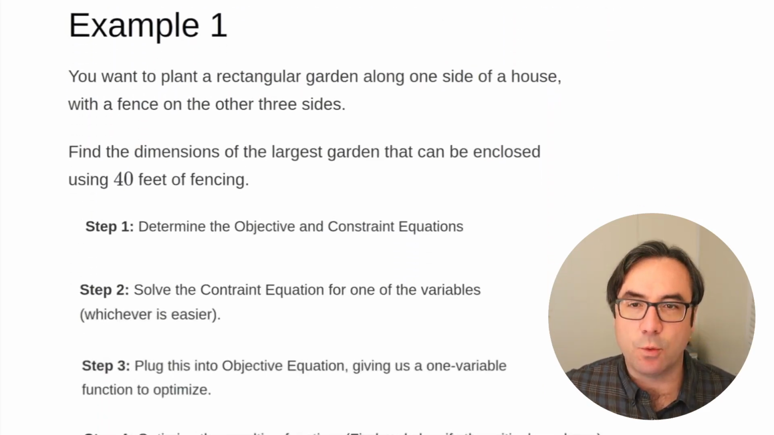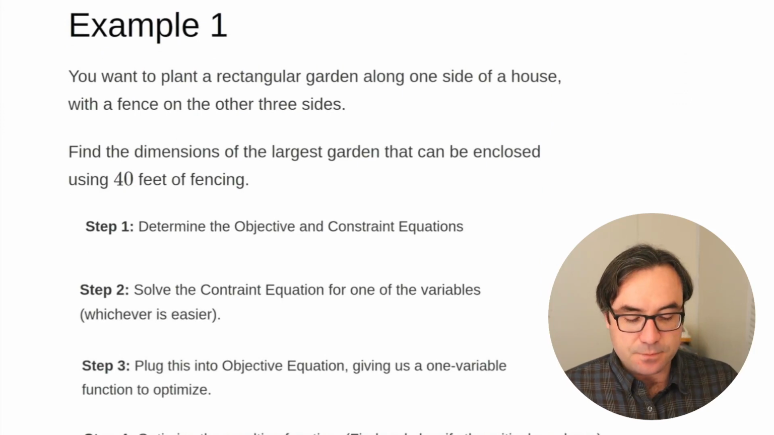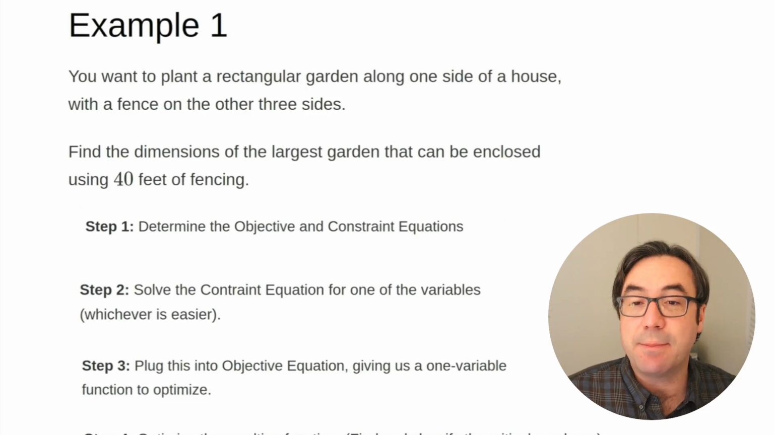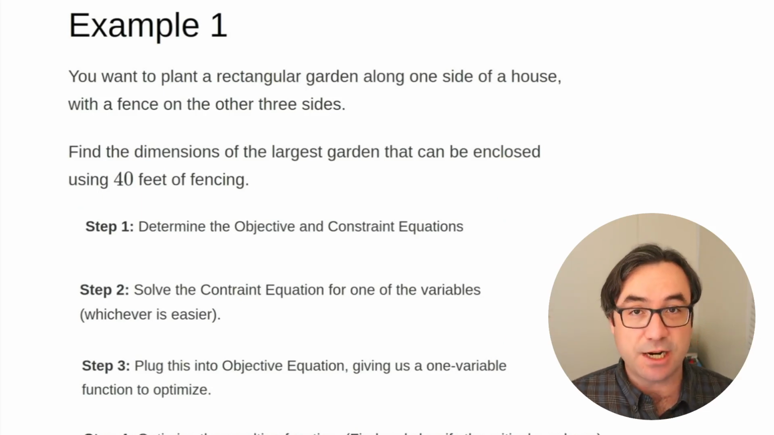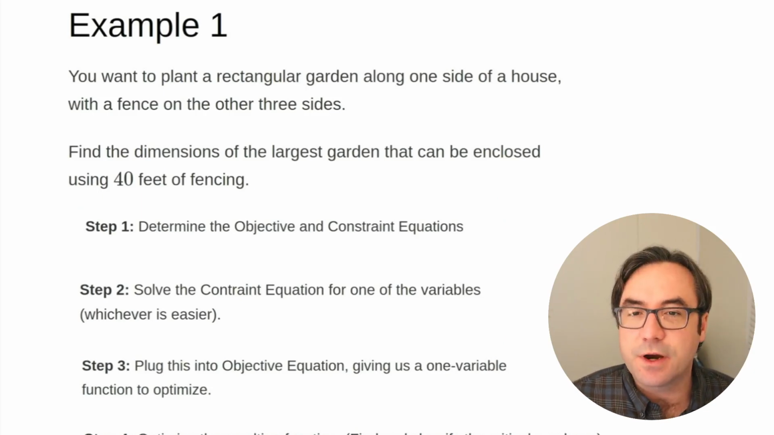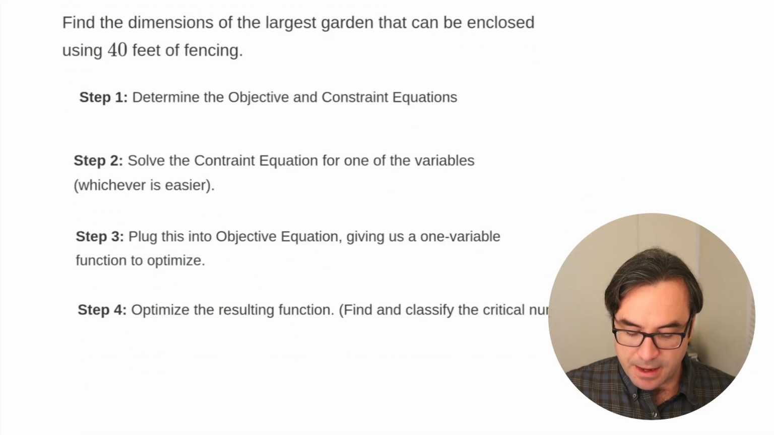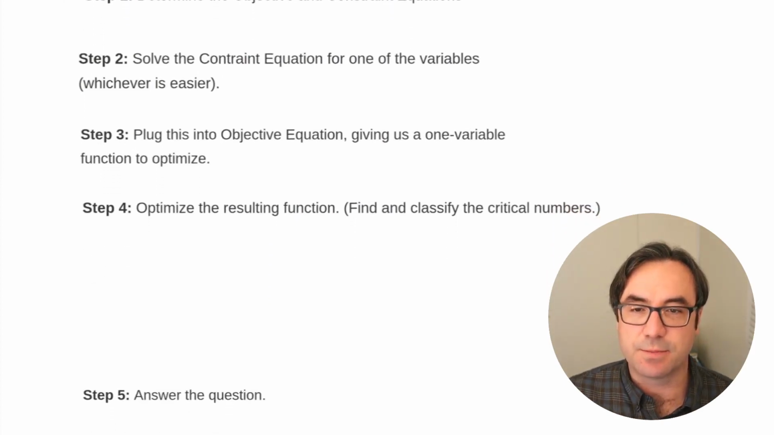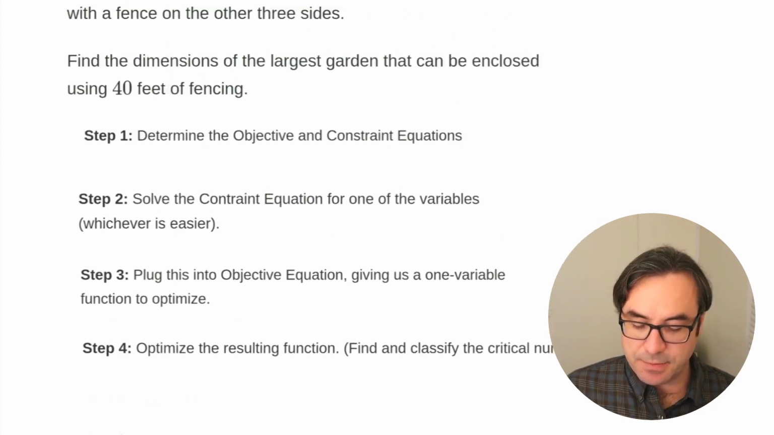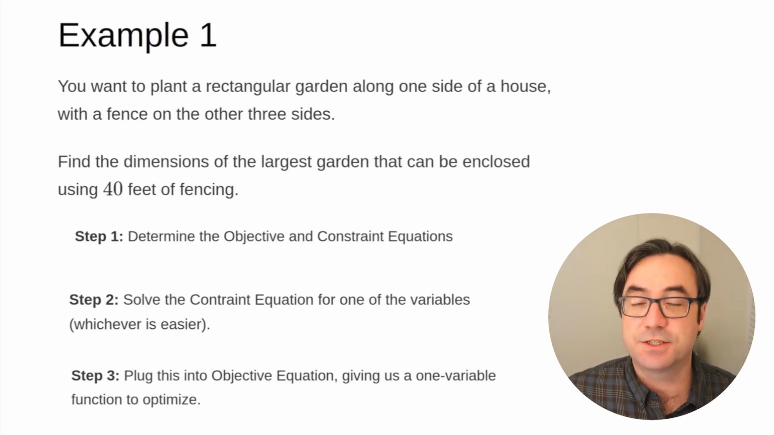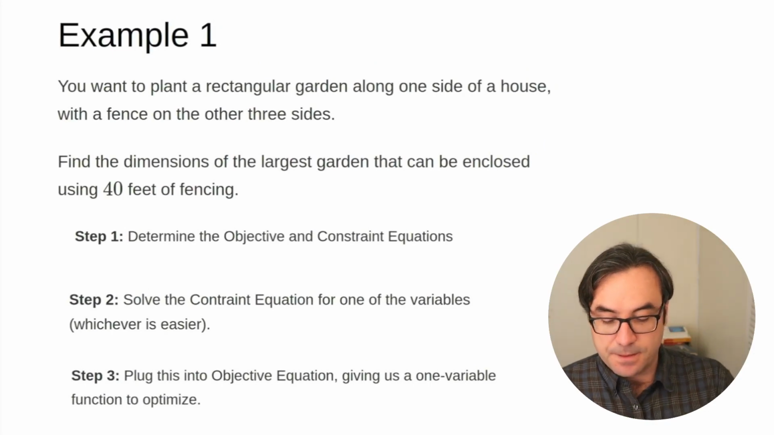All right, so we're going to look at an example here. We're going to look at example 1. And again, we kind of have our steps listed out here for constrained optimization. First, we want to figure out the objective and constraint equations. And then we'll solve the constraint equation for one of the variables. We'll plug that into the objective. And then we optimize the resulting function, so finding and classifying the critical numbers. So all those steps are going to be the same. The difference here is we don't have the functions to begin with. We're going to have to figure those out. All right, so let's look at the problem.